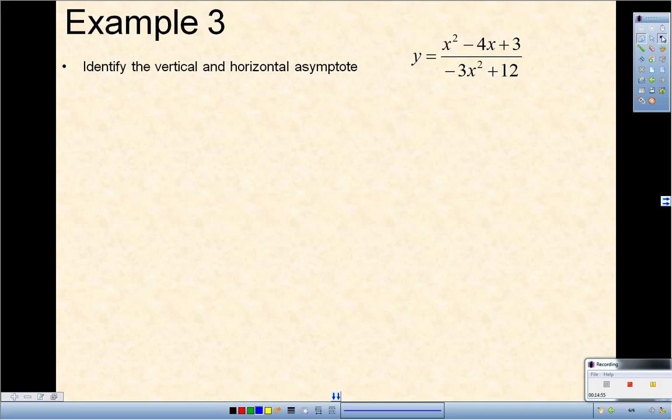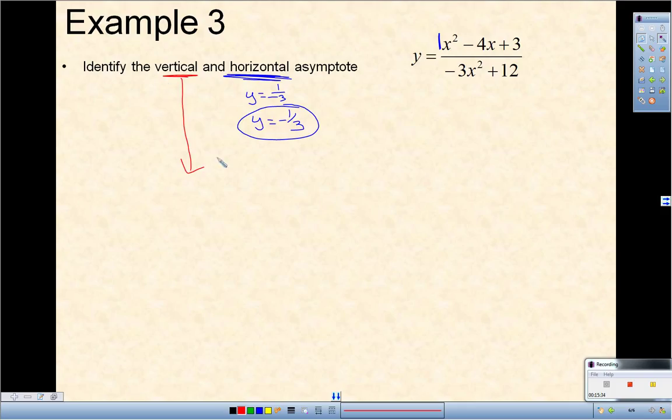This time it wants you to identify the vertical and horizontal asymptotes of x squared minus 4x plus 3 over negative 3x squared plus 12. All right, now that we've got the three rules for the horizontal asymptotes, I think that's going to be the easiest to manipulate. So notice that the degree in the numerator is 2, the degree in the denominator is 2, so it's the same degree. So I'm just going to look at the coefficients. The coefficient in the numerator is 1, the coefficient in the denominator is negative 3, so my horizontal asymptote is at 1 over negative 3. I'm just going to write that as negative 1/3. So there's my horizontal asymptote.